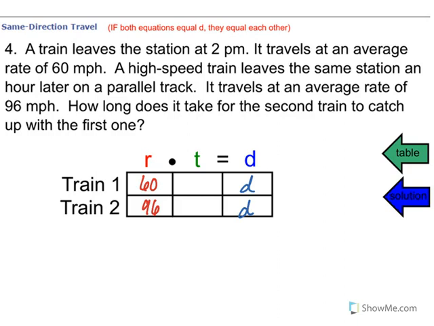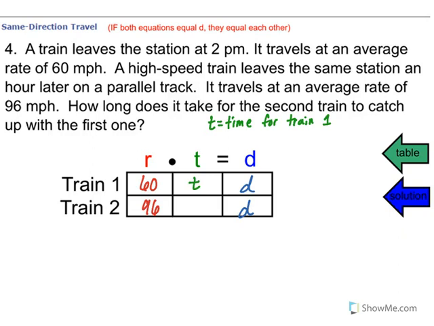T represents time in this case, but the time for both trains cannot be the same because train 2 left an hour later and reached the same destination at the same time. So train 2 is traveling a little bit faster. So we're going to make t the time it takes for train 1. So time for train 1 should be t. And we're going to use that to help us figure out the time for train 2.